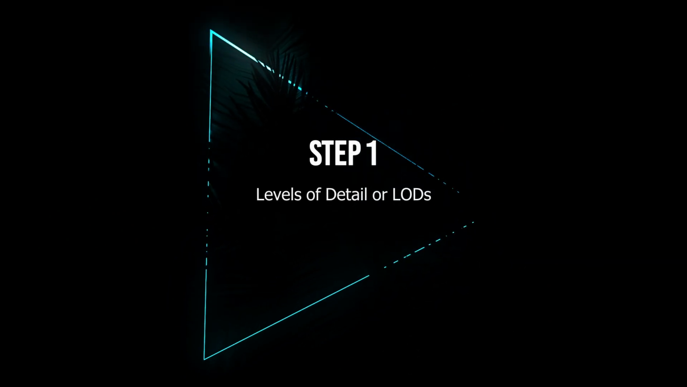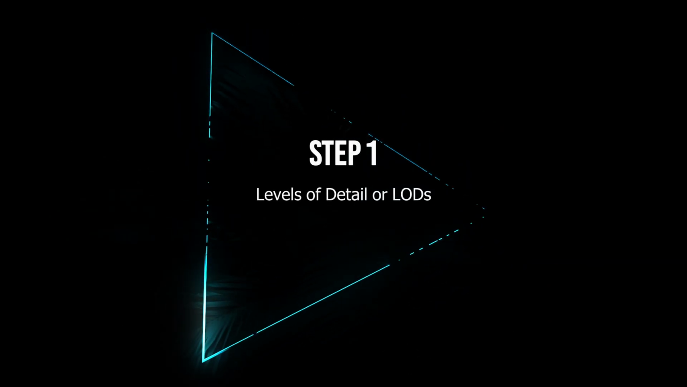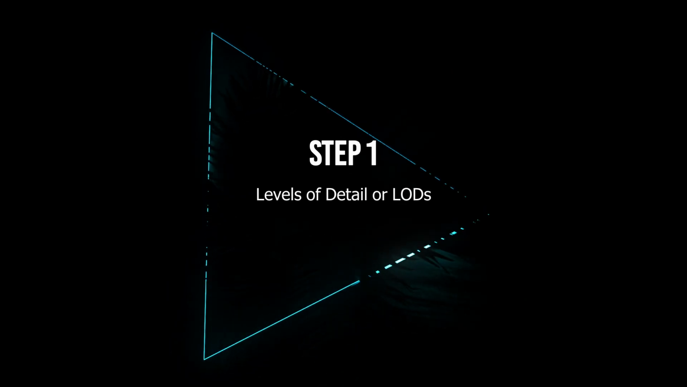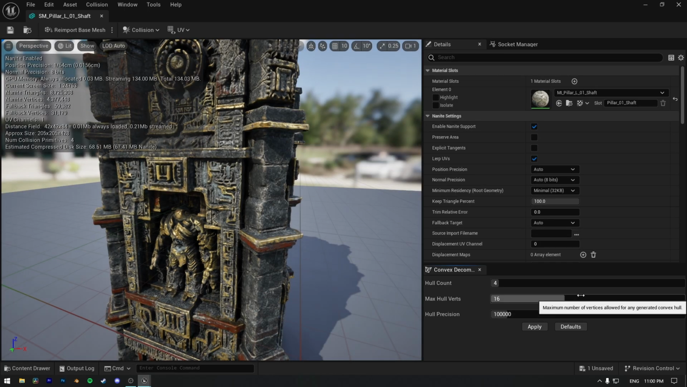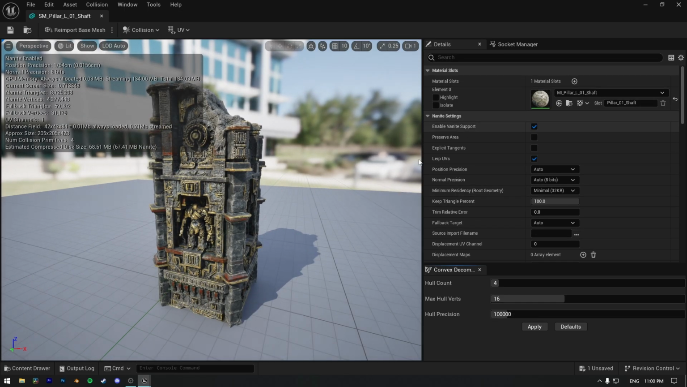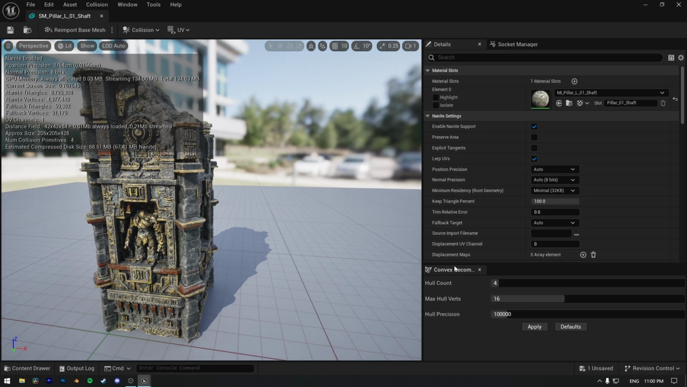The first step to boosting performance is using LODs. These reduce the detail of distant objects, freeing up resources for closer, more important visuals. Moving to my project, I have opened my Asset Details panel. Here we can work with LODs.